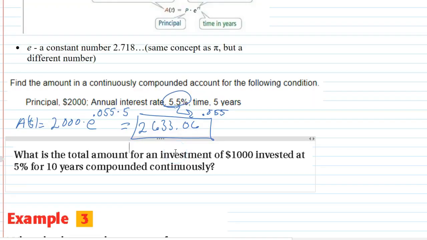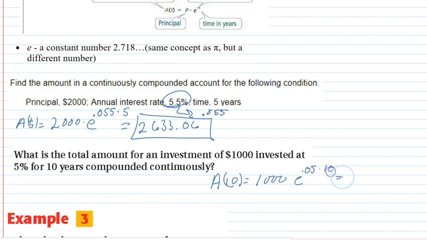The next question is similar. They tell us 5% for 10 years at $1,000 initial investment. You would set it up like this, which gives you a final answer of $1,648.72.